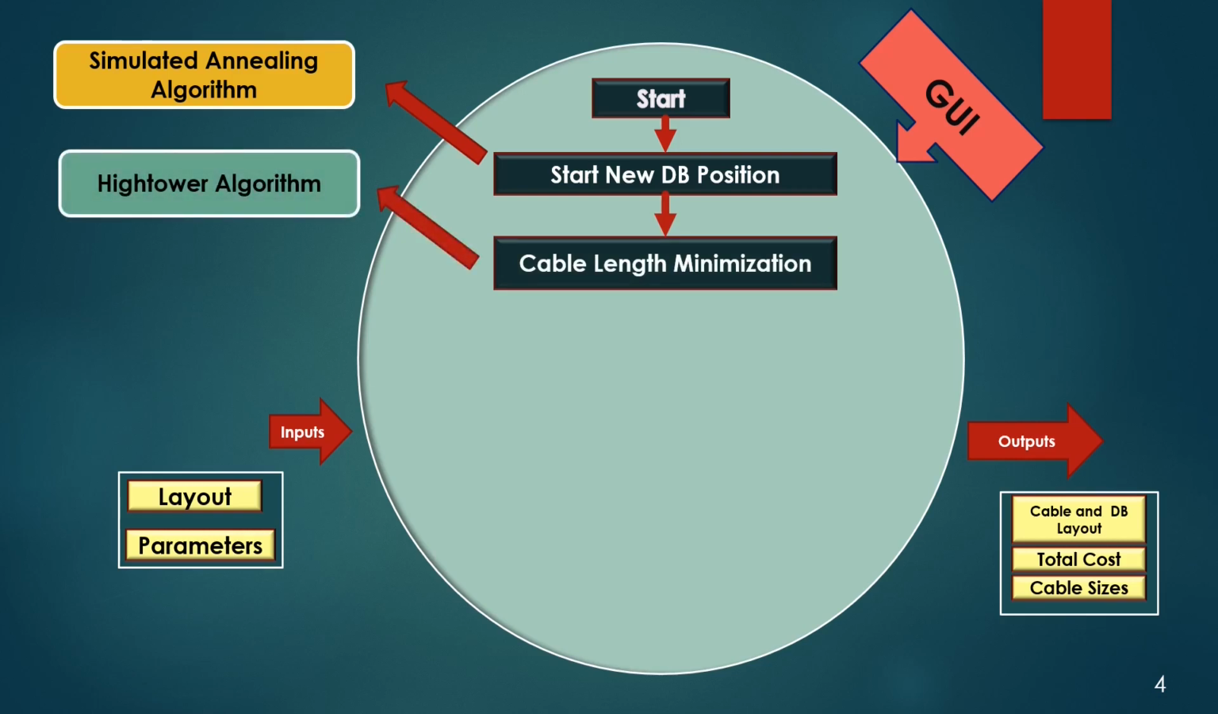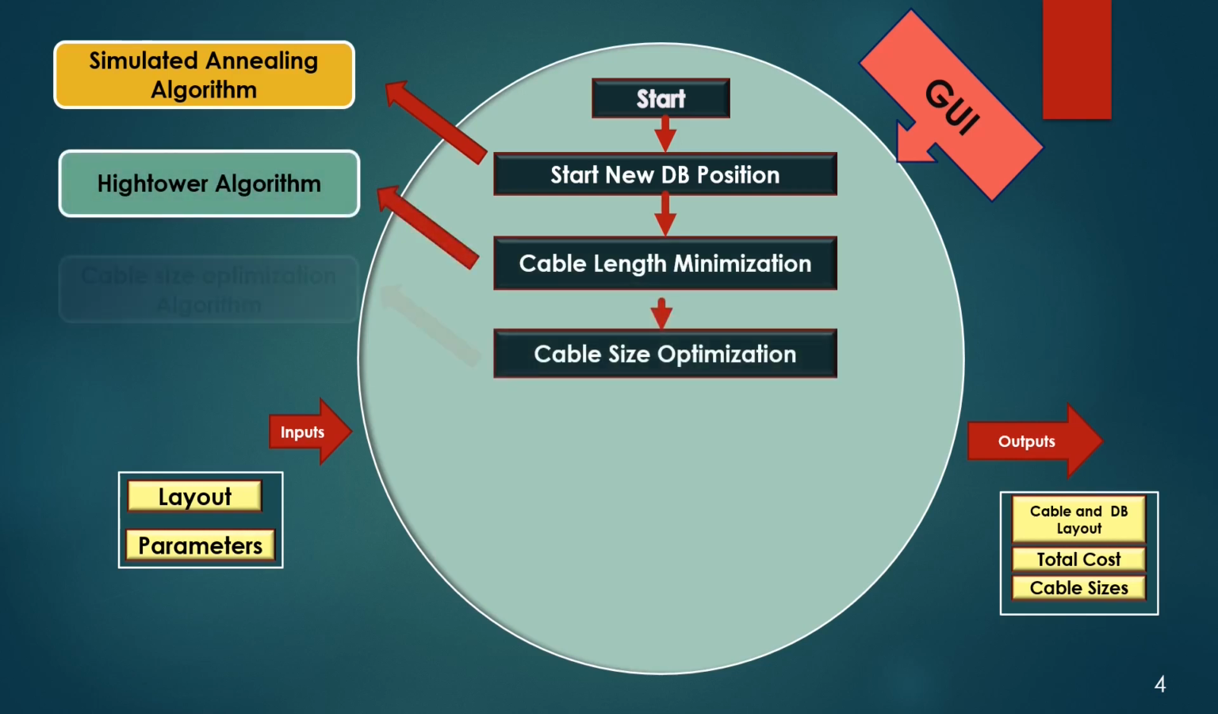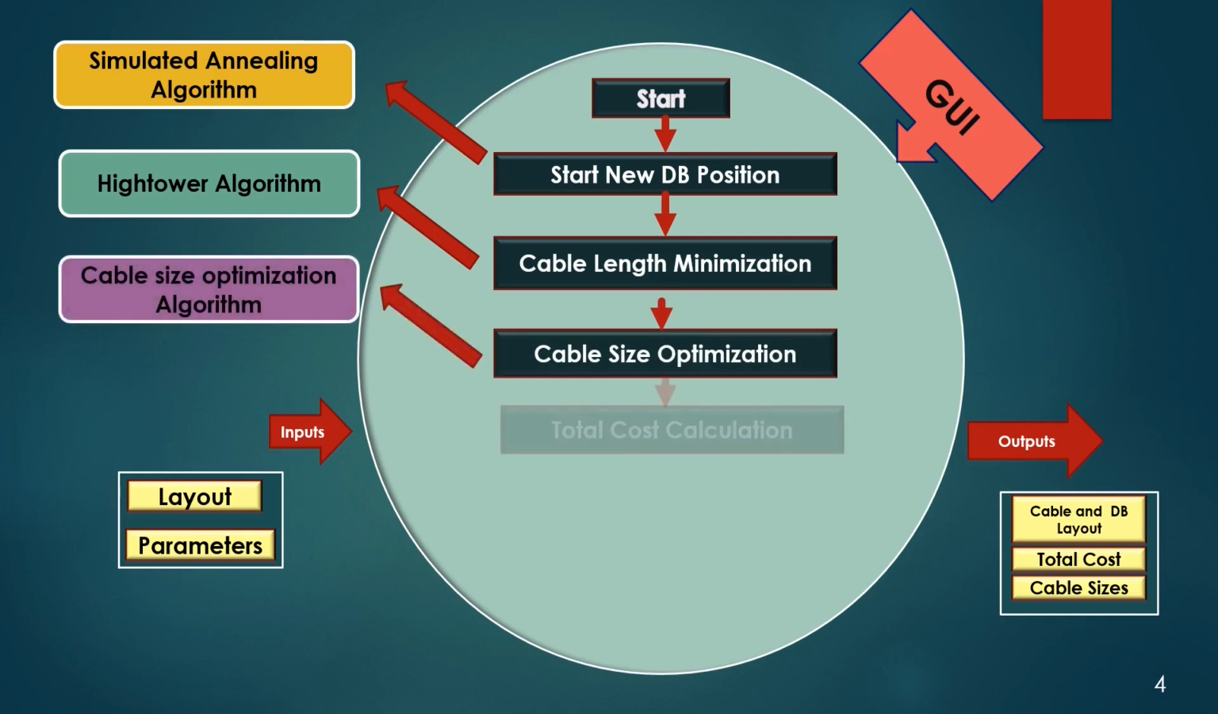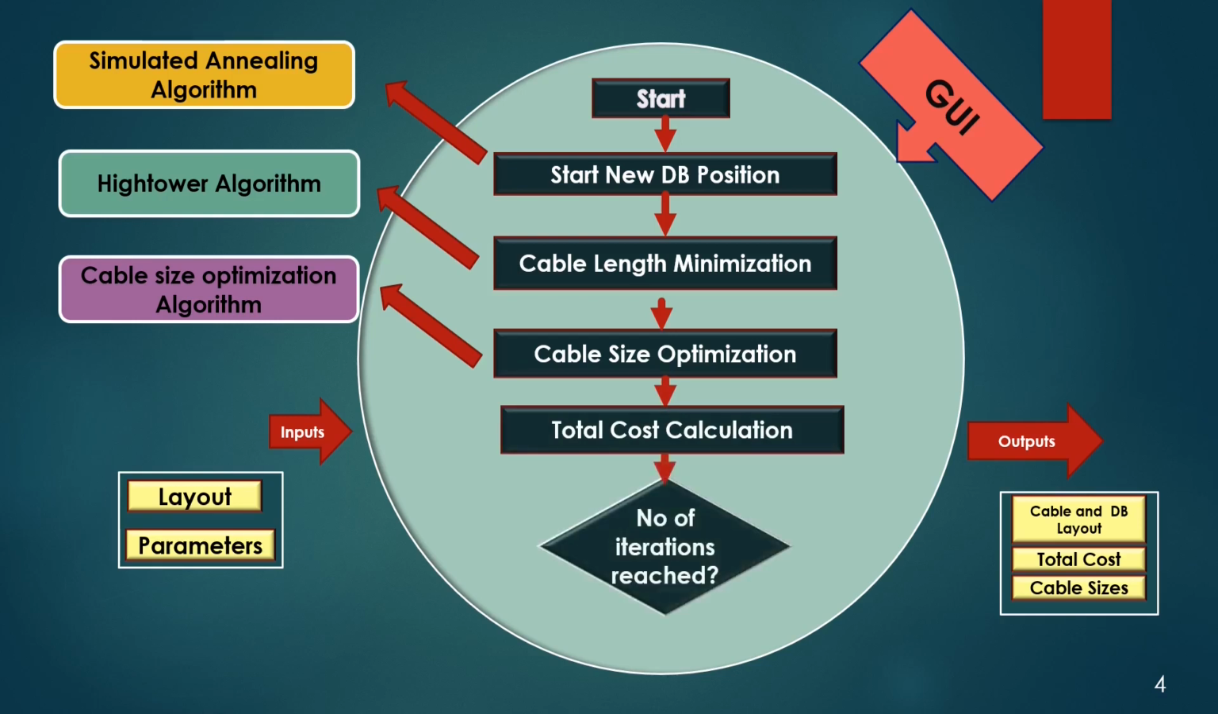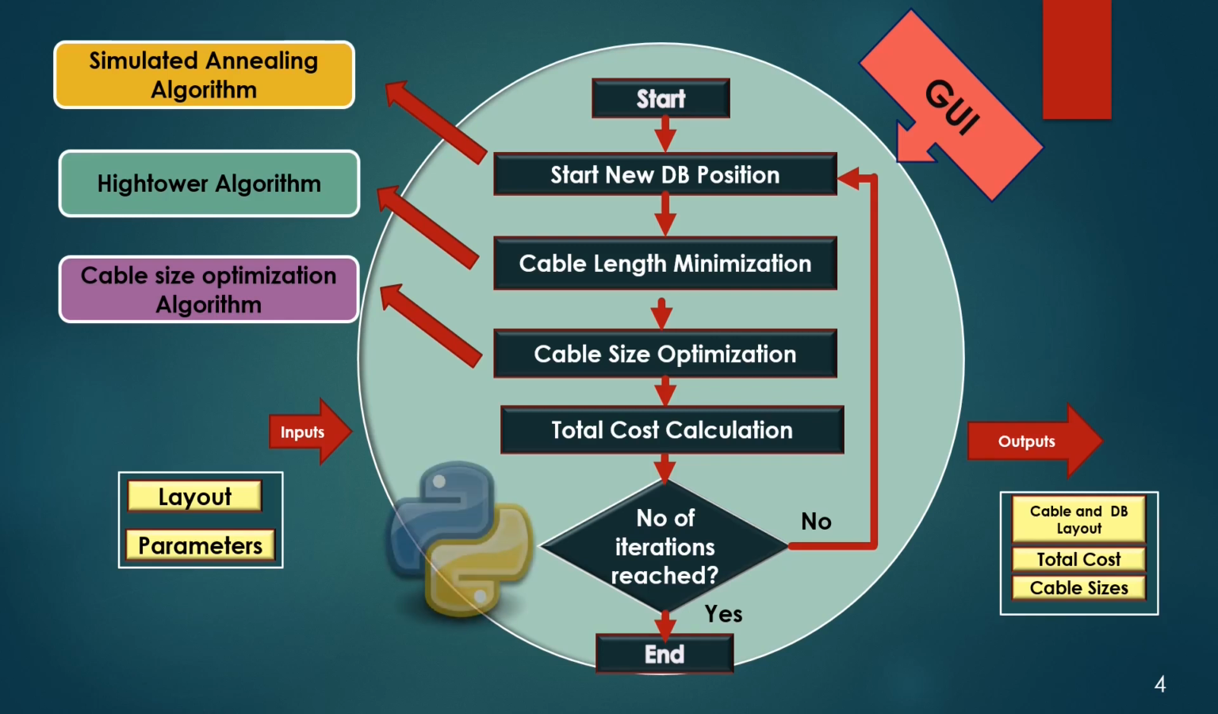Then for each cable path, we will be optimizing the cable size and calculating the total cost of the current state. States will be changed in accordance to the simulated annealing algorithm, and after a defined number of iterations, we will be reaching an optimal position compared to the current methodology. For the programming of the algorithm, we used Python language, and for the designing of the graphical user interface, we used Qt, which is compatible with Python.